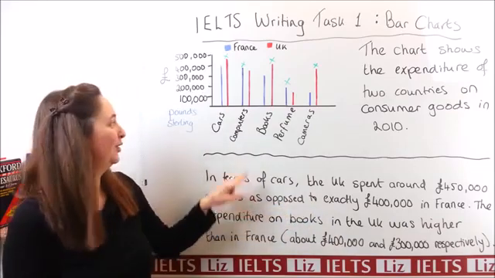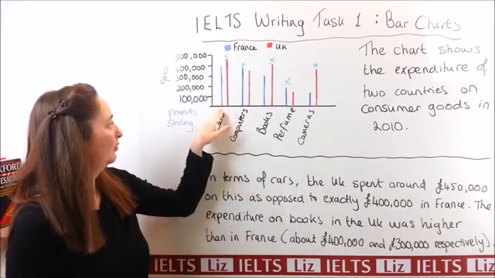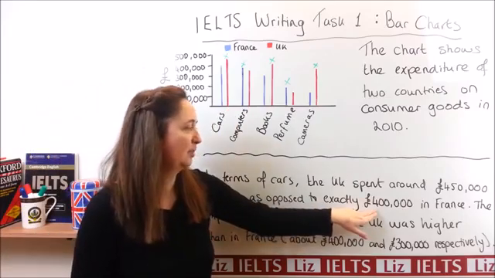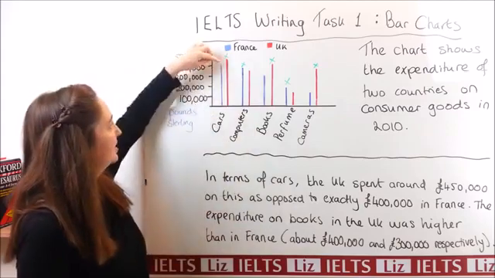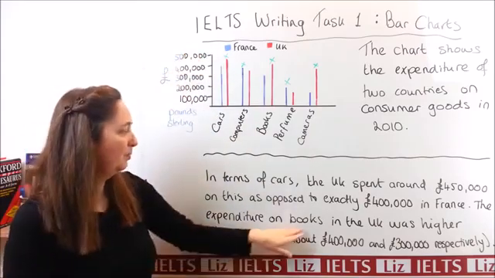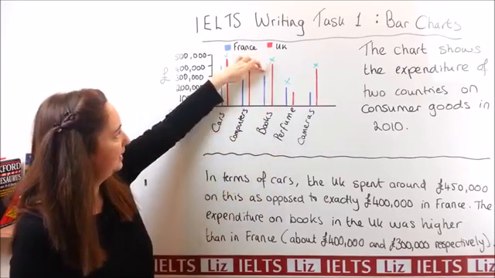So they spent around £450,000 on this, that means cars, as opposed to, this is a very nice linker to connect the information about France and England, as opposed to exactly £400,000 in France. And you can see here we've got £400,000.